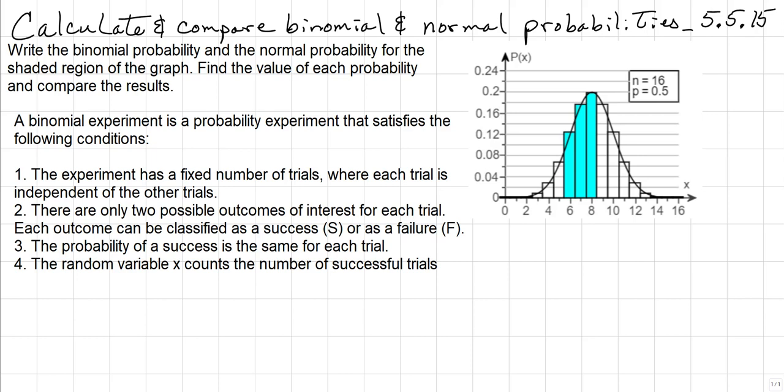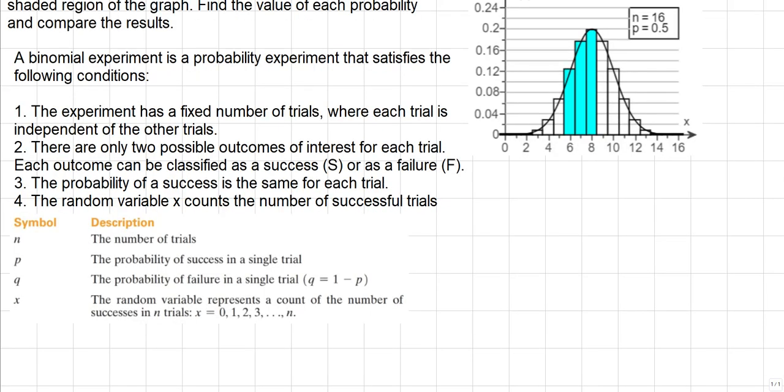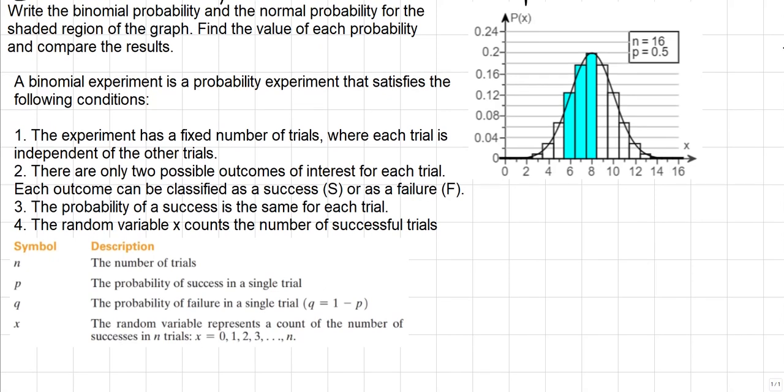So what we need to do is define our variables, or our notation, for the binomial experiments, and we're going to use the following. n will represent the number of trials, p will be the probability of success in a single trial, q is the probability of failure in a single trial, i.e. q equals 1 minus p, and x is the random variable that represents a count of the number of successes in n trials, where x is equal to 0, 1, 2, 3, all the way up to n. Now, we are going to be looking at this histogram over to the right, so let's take a look at that and see if we can identify a few things.